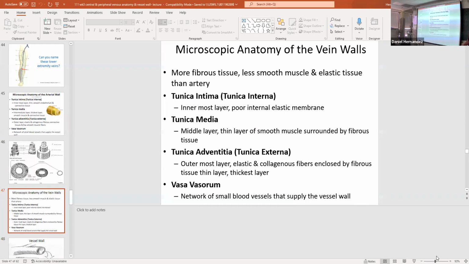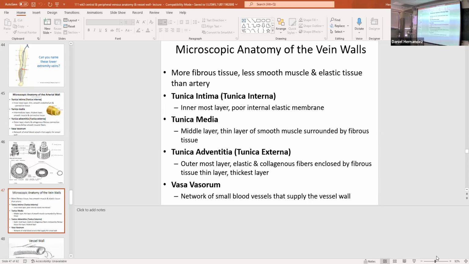With this, the tunica adventitia, the outermost layer in the vein, is the thickest. And this is the elastic collagenous fibers, so it gives veins a good deal of stretch. That's why veins can become very enlarged and very dilated. You see very large varicose veins on some people because the veins have a high degree of stretch to them, but they're not stiff and rigid like the arteries are.